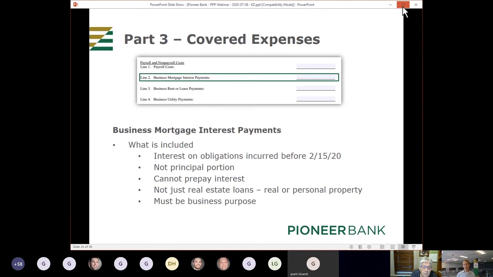One thing that has led to some confusion is that when it says business mortgage interest payments, people immediately think, oh, this only works for real estate loans. But if we read a little bit further into the definition in the instructions area, it describes it as both real or personal property. And so what that means is it's not just real estate. It's basically any business loan for a business purpose, and that interest expense is allowable.